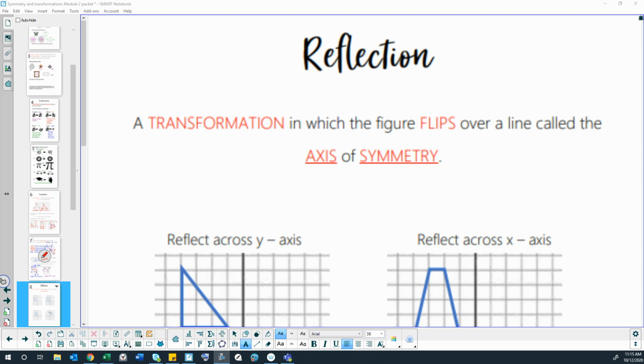Right. So a reflection is a transformation in which the figure flips over a line called the axis of symmetry.